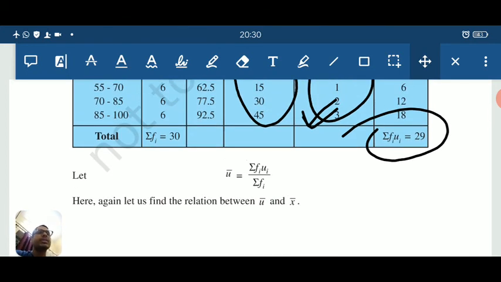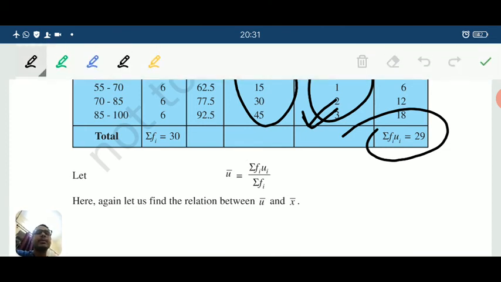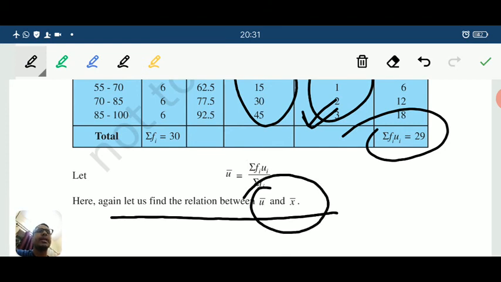So the number is getting reduced step by step. In direct method it was quite big. In assumed mean method it was little less than the direct method, and in step deviation method the number has gone little more down, isn't it? Means not little, it is quite less. So 29. So here, how to get the relationship between u bar and x bar, I hope you can find by yourself here.